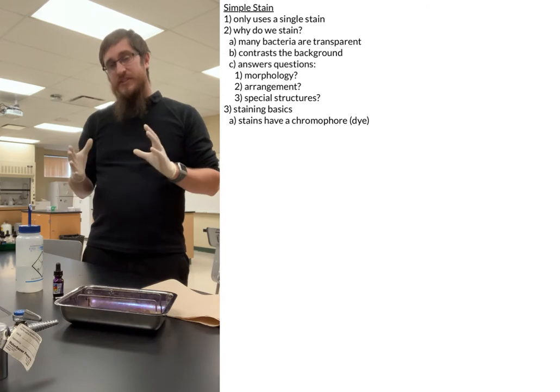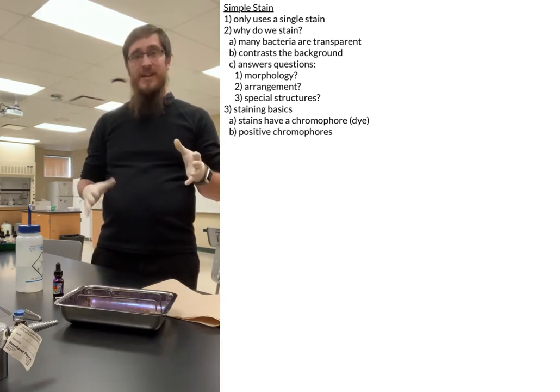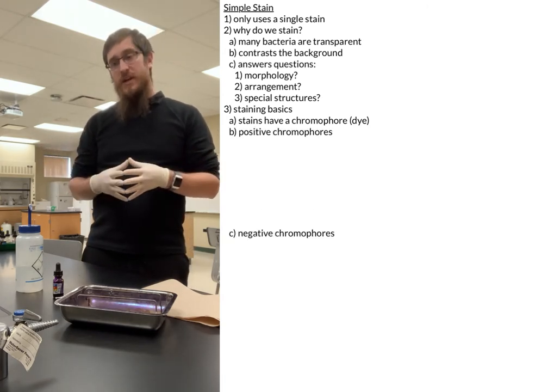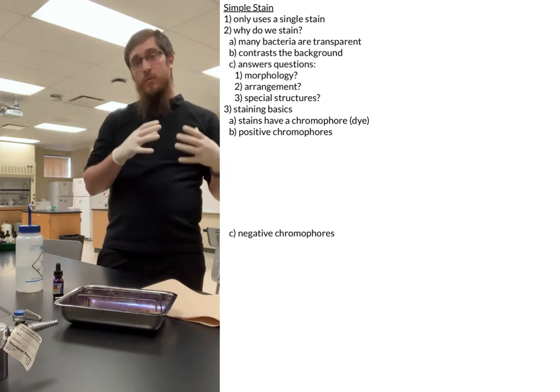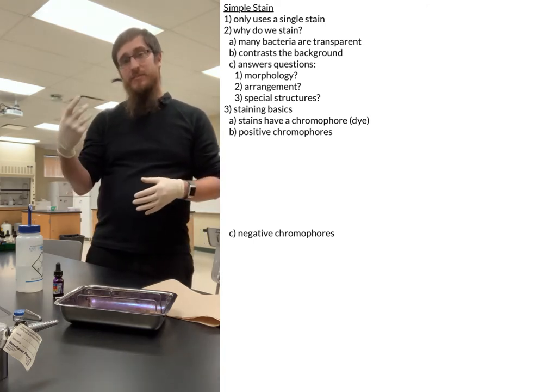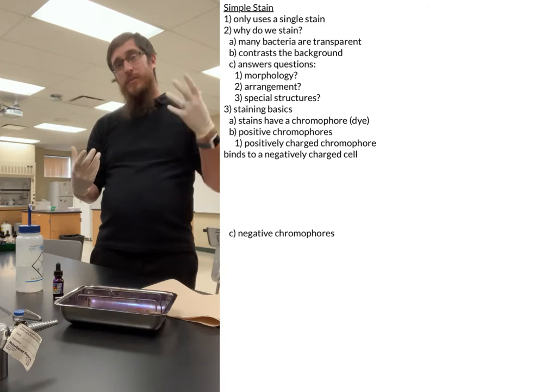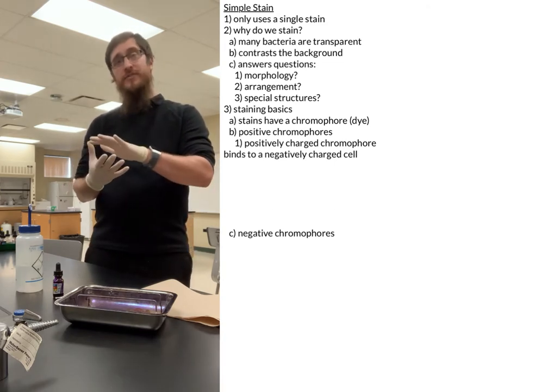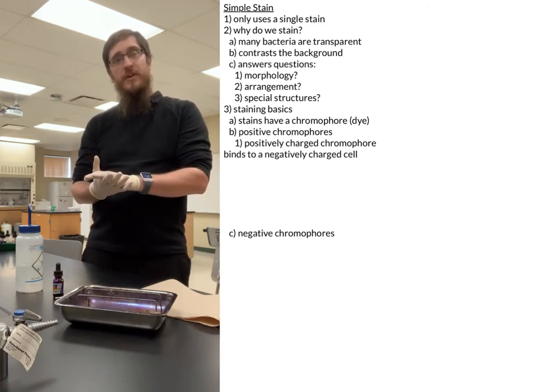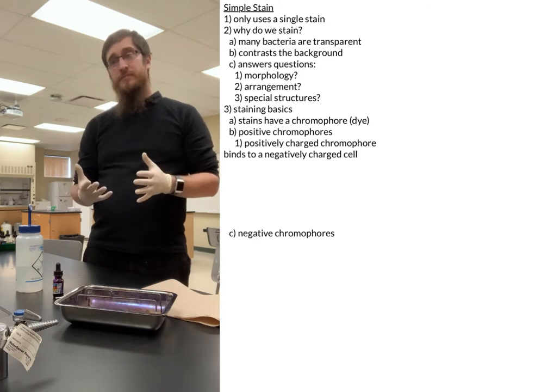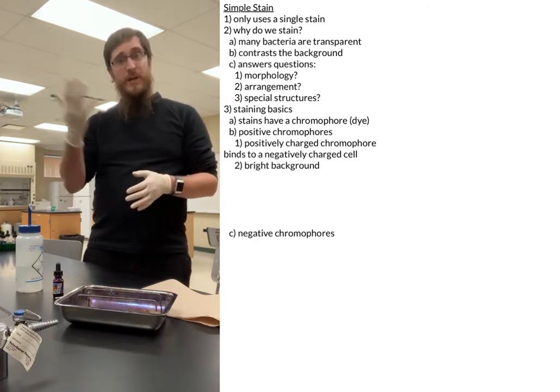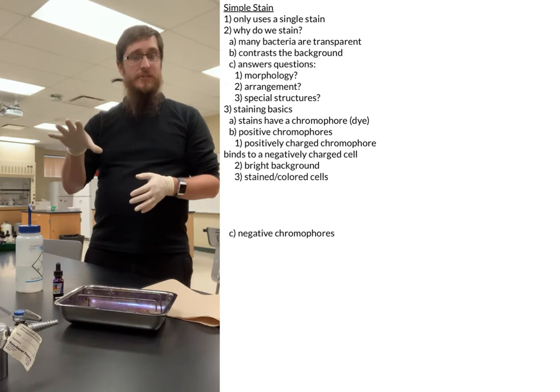Basically, a chromophore is the colored component of the stain, or our fancy term for a dye. So you basically have positive chromophores and negative chromophores. The way a positive chromophore works is that cells tend to be negatively charged, so a positive chromophore will bind to the negatively charged cells, and what you should see under the microscope is a bright background with colored cells.